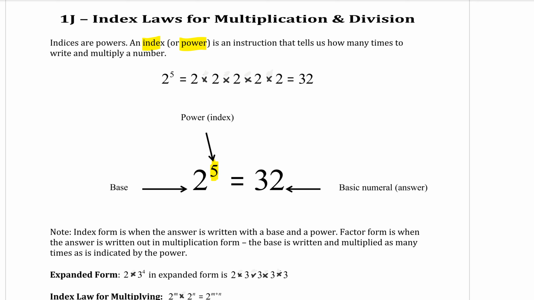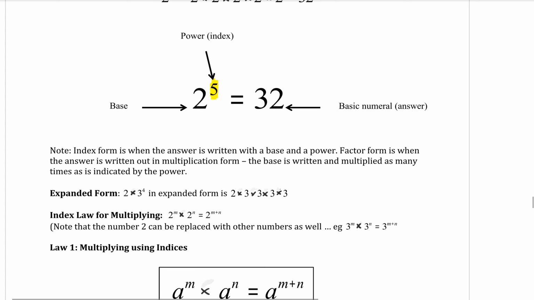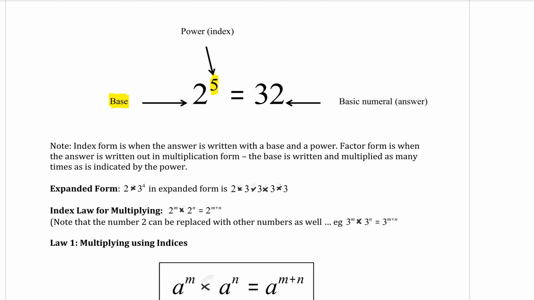That there is what I call expanded form. I've written it with repeated multiplication. And then the 32, when you actually multiply them, is what you would get. So you need to know those words. You need to know what I'm talking about when I say the base number. The 2 is the base number. The power or the index is the little number at the top. And if I say basic numeral, that means the final answer at the end.